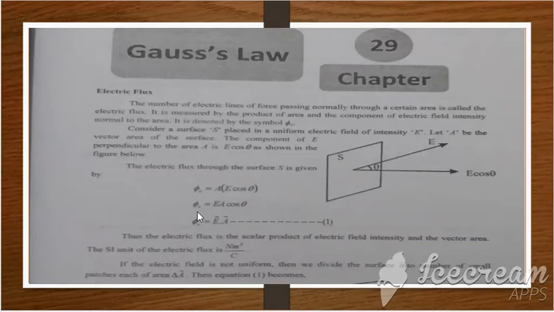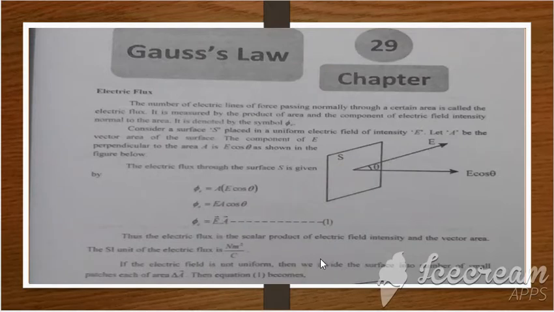The angle between the electric field and the area is theta, and both are vector quantities. So in vector form there will be a dot product, and electric flux is a scalar quantity because it is created due to the dot product of two vector quantities. The electric flux is a scalar product of electric field intensity and the vector area. The SI unit of the electric flux is N m square per coulomb.